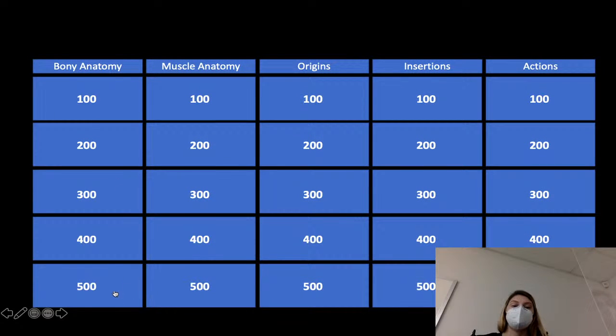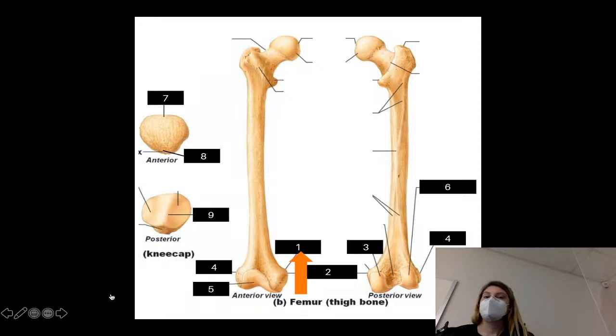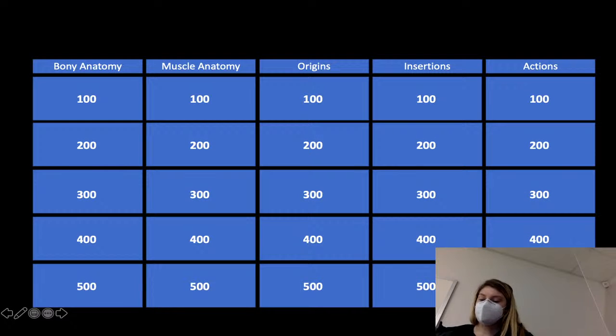Okay. So what is number 1, the orange arrow pointing to? Yes, the adductor tubercle. So this is very good to study from, because as you can see, I put the time and effort into making all these numbers, so you'll probably see it again. Adductor tubercle. So that was 500.